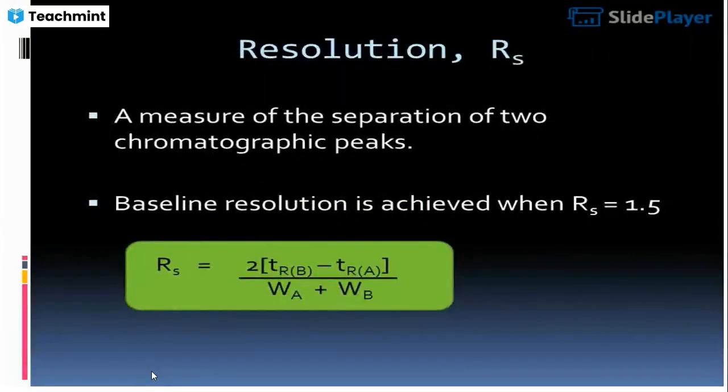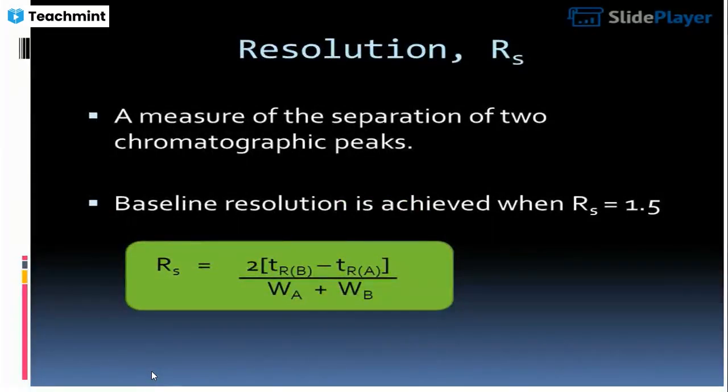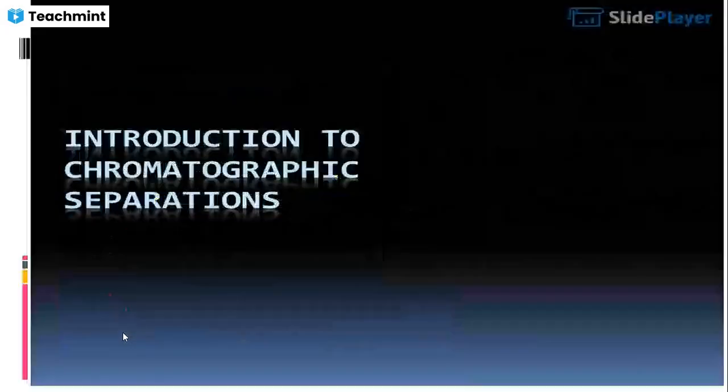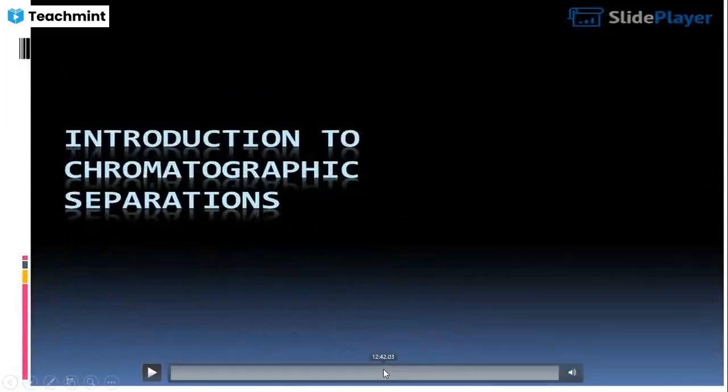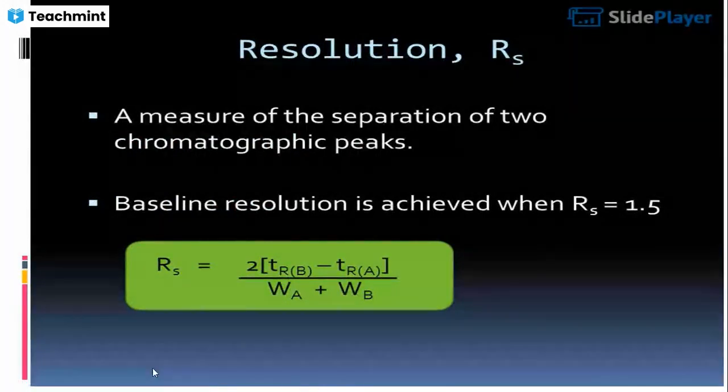Resolution, Rs. A measure of the separation of two chromatographic peaks. Baseline resolution is achieved when Rs equals 1.5. Rs equals 2 (t_RB minus t_RA) over (W_A plus W_B).